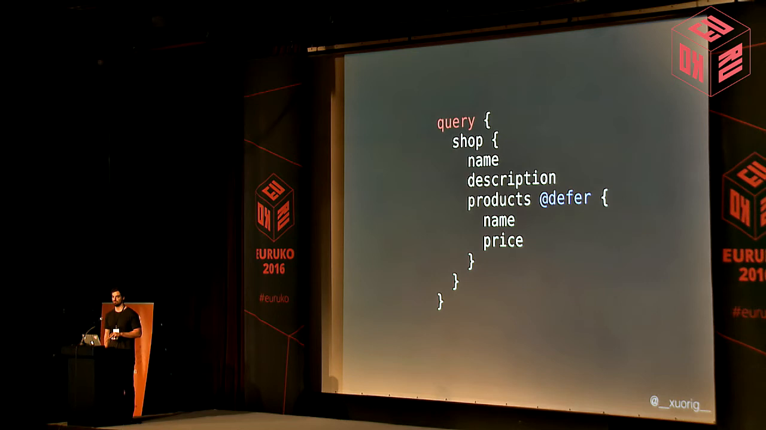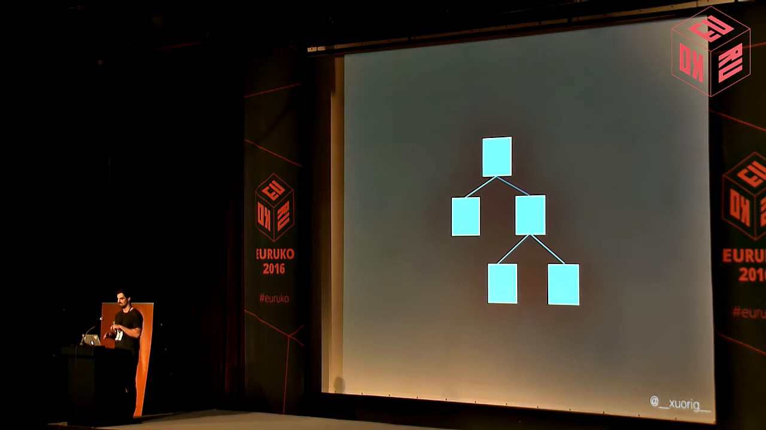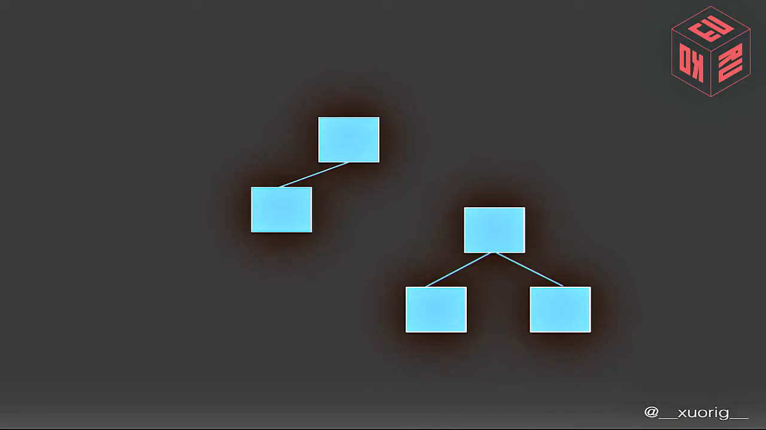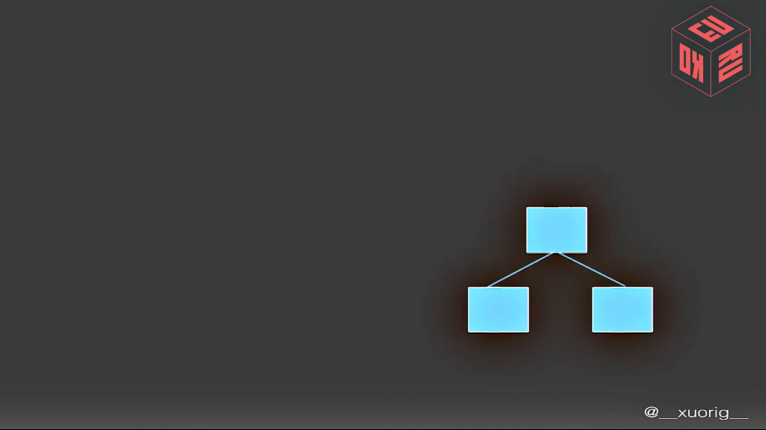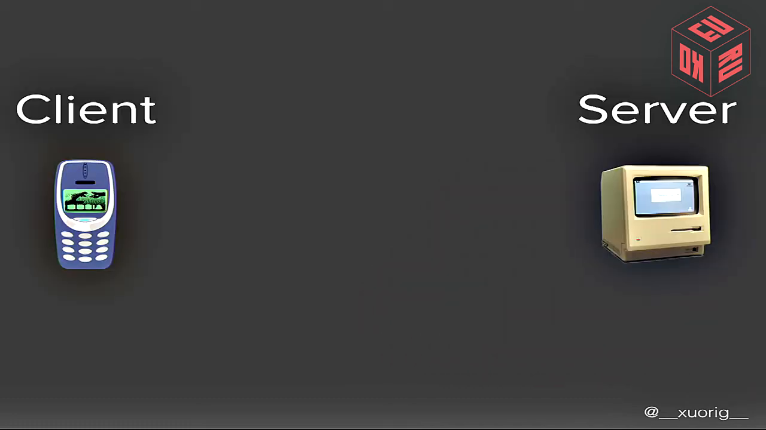And we can do that with what we call in GraphQL a directive, @defer here, which basically indicates to the server, listen, I really want name and description now. If products takes a long time to compute, for example, just send it to me later. And what is happening is that we're going to split that AST in two. We're going to get the first one and then the second one later.